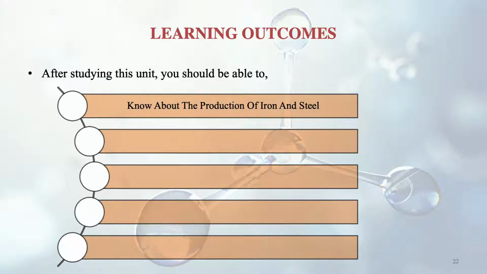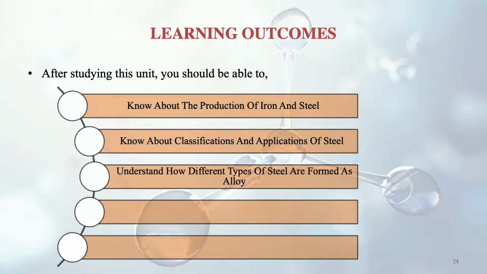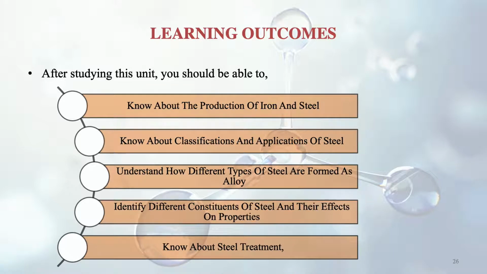So let me tell you about the objectives of this particular unit. I am giving you the objectives of the whole unit, not of one lecture, so you can note that down. The first objectives are: to know about the production of iron and steel, then to know about the classifications and applications of steel, to understand how different types of steel are formed as alloys, then to identify different constituents of steel and their effects on the properties of steel, then to know about steel treatment.